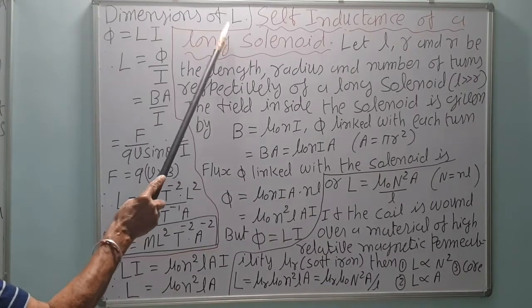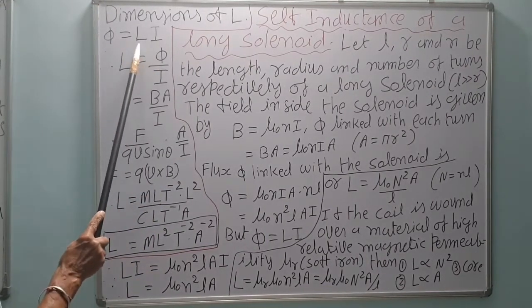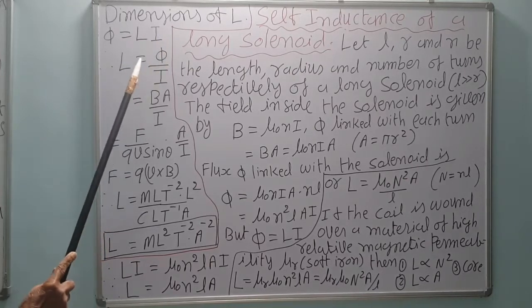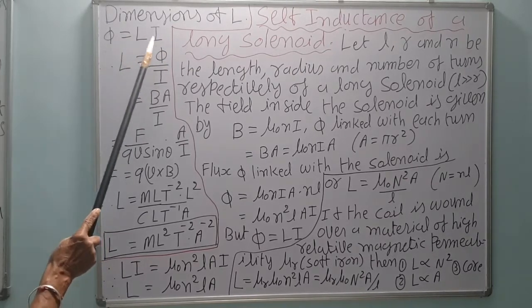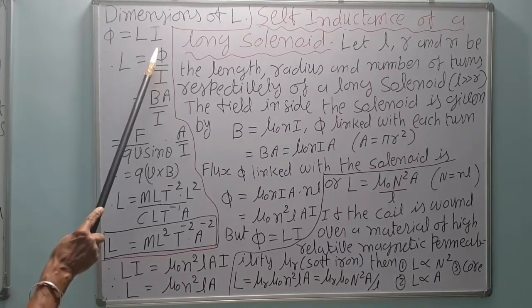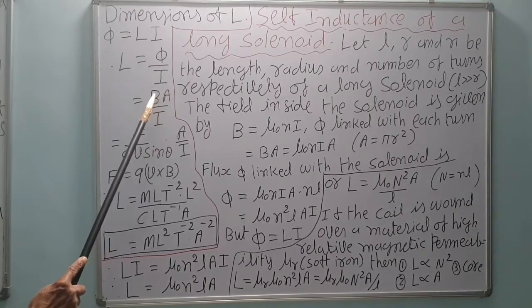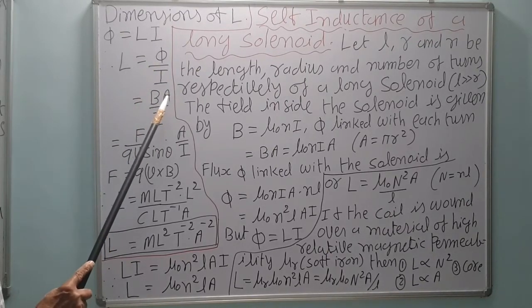Dimensions of self-inductance. We know phi is equal to L into I. L is the self-inductance and I is the current flowing through the coil. So L is equal to phi upon I, that is Weber per ampere, or phi is equal to B into A, so L is B into A upon I. That is the same unit in different form. Phi is equal to magnetic field into area.